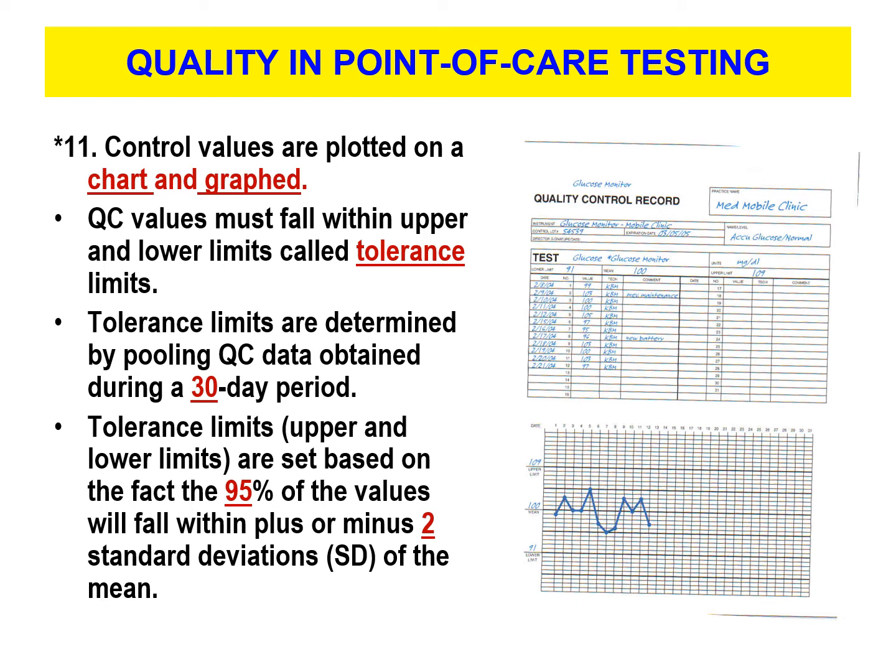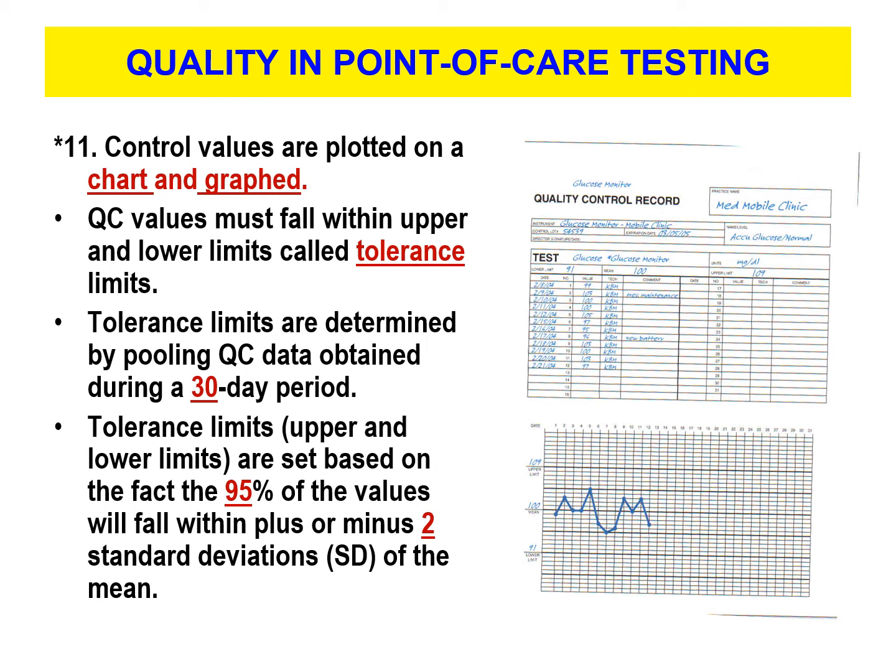And then we understand, either electronically or on paper, control values are plotted and graphed, right? QC values must fall within upper and lower limits called tolerance limits. Tolerance limits are determined by pooling QC data obtained during a 30-day period. Tolerance limits, upper and lower limits, are set based on the fact that 95% of the values will fall within plus or minus 2 standard deviations away from the mean, right?